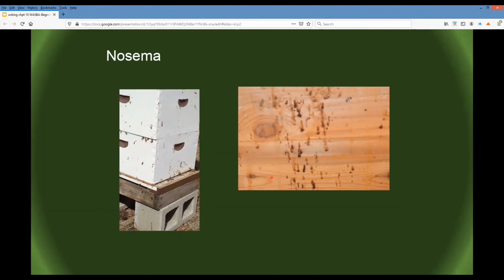You'll see the poop here on the inside of the hive and the outside. Bees don't normally go to the bathroom inside of the hive, so if they are, there's probably something going on with them. We usually see it in spring in our area.